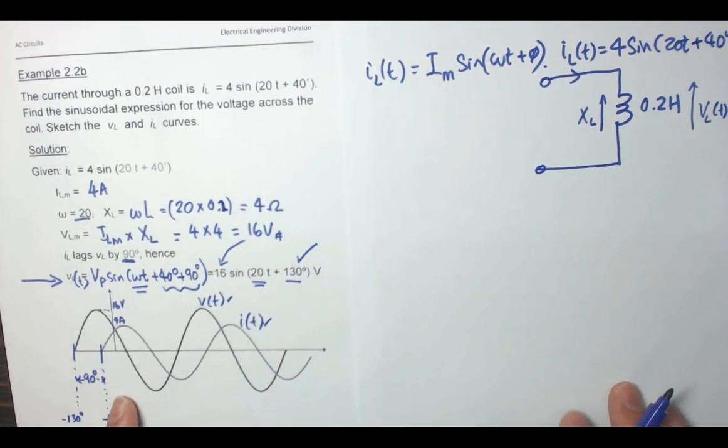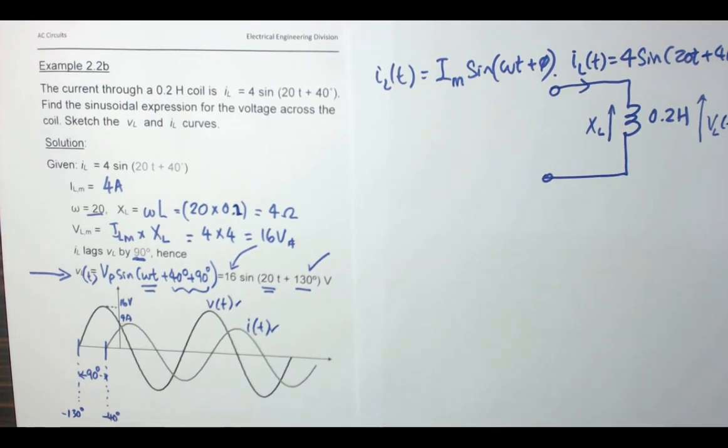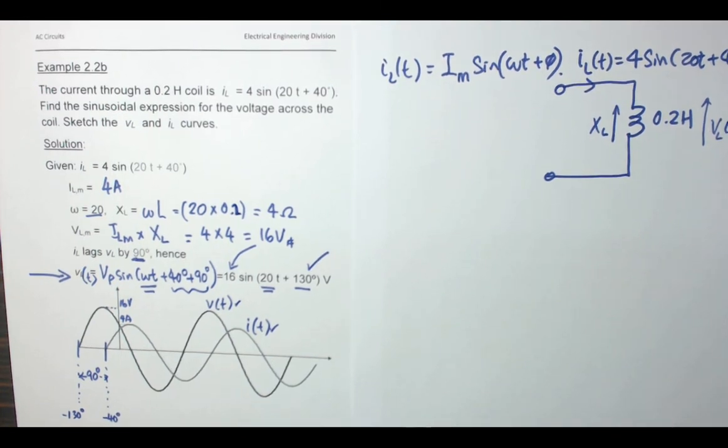Okay, so that's all for me for this question. I hope you know how we determine the voltage and current waveform for an inductive circuit.